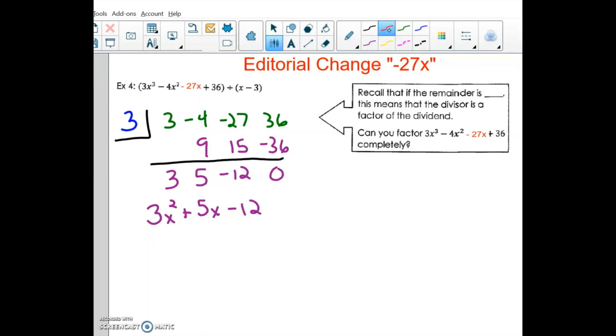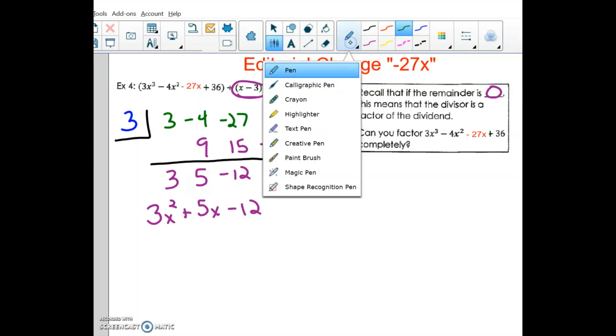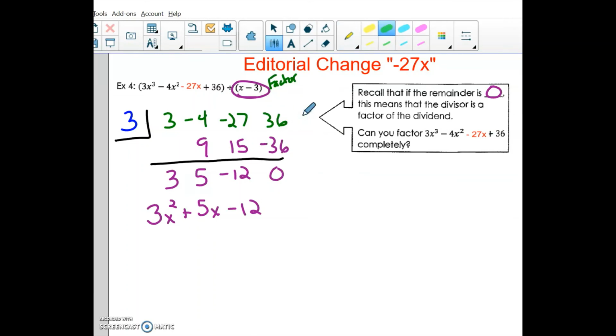Now let's look at this box that's over here on the right-hand side. This says, recall that if the remainder is 0, then this means that the divisor, this x minus 3, is a factor of the polynomial. So this is a factor. And you remember, factors are something that divide into it evenly. So then it asks us to continue working this problem. It says, can you continue to factor this completely? So what that means is that we're going to continue to factor this hard trinomial.